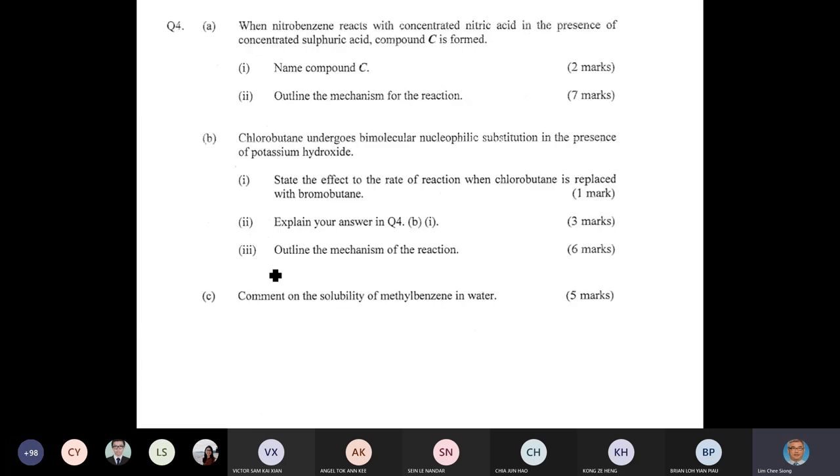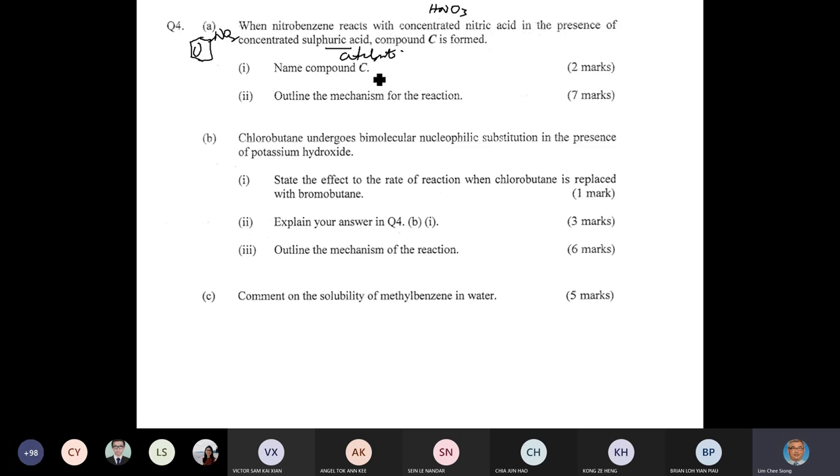Now we go for some of the combination for the question itself. For example, when nitrobenzene reacts with concentrated nitric acid, HNO3, this benzene ring followed by NO2, in the presence of concentrated sulfuric acid, so this is the catalyst, compound C is formed.